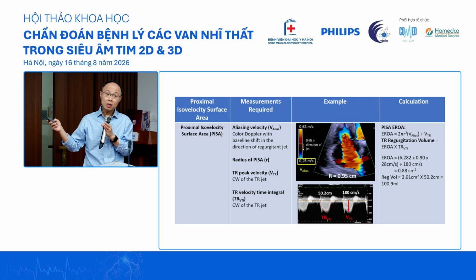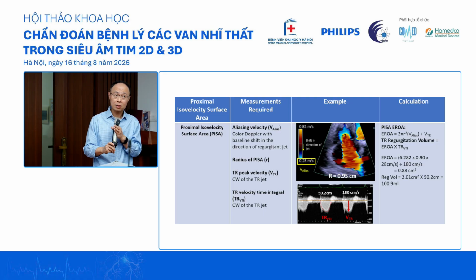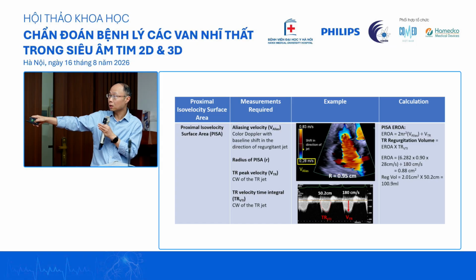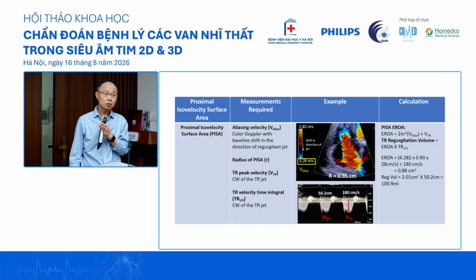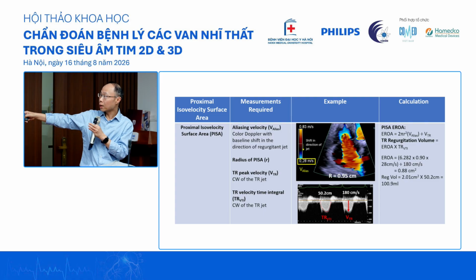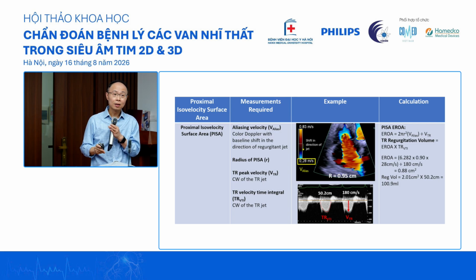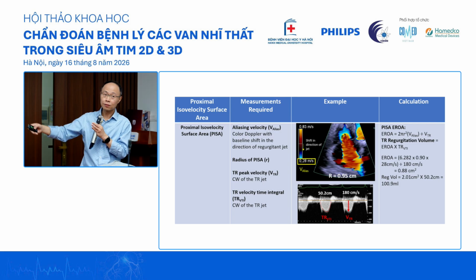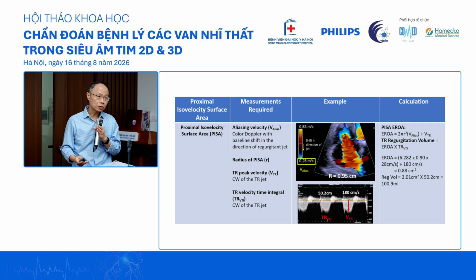But the RV is a low pressure system, so in the setting of severe TR, you may still not get a big color map. So not having a big color map does not rule out severe TR. And we know that the tricuspid PISA is not hemispheric, so you don't always get a very nice hemisphere. So what I'm trying to say is that the parameters are used.